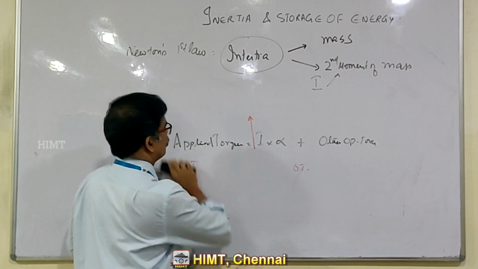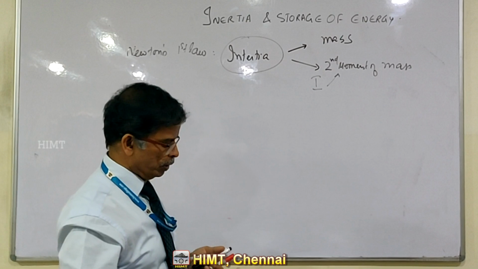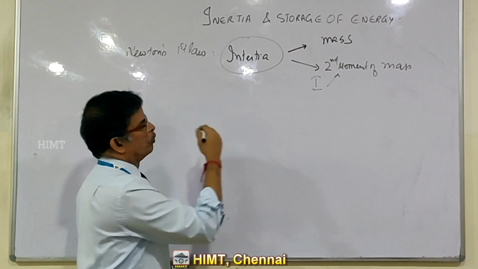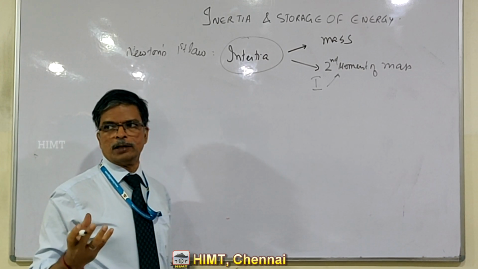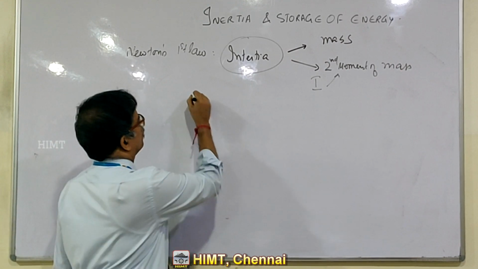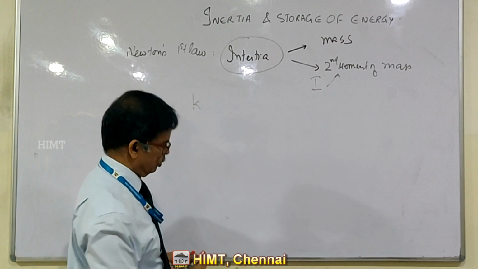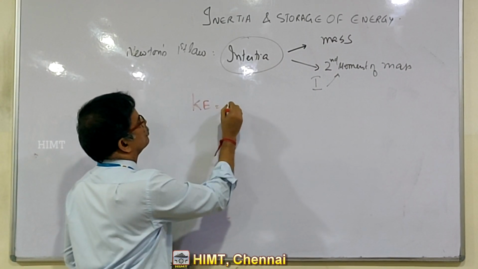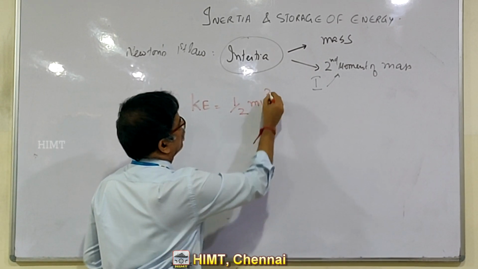From this you can see connections to other systems and in terms of energy. So moving mass has got inertia, which is the property of moving mass. So what is the energy formula for a moving mass? You will say kinetic energy for a moving mass will be half into m into v square.